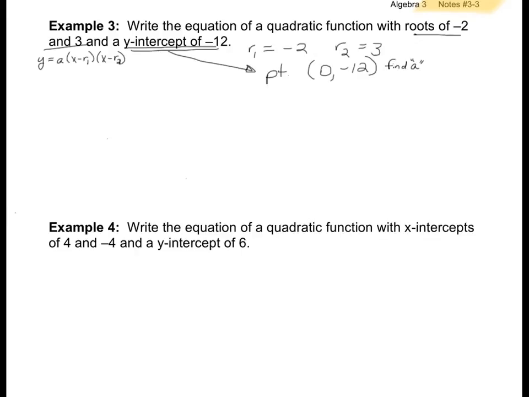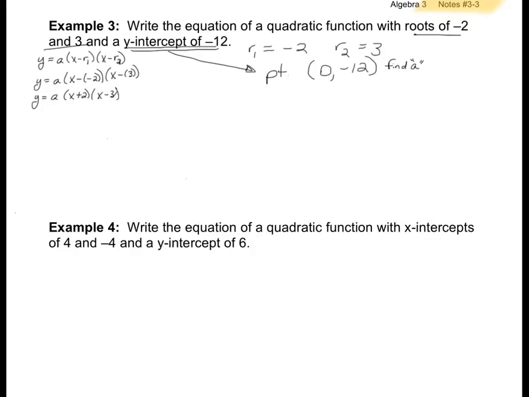Alright, so we're going to go through here, and first we take our root 1 and root 2 and put it in this basic formula. So we have y equals a times x minus, now we said our root 1 was negative 2, so it's minus negative 2. And x minus, and root 2 was 3. Now if you notice with your negative root, what that does is make it a positive. So our factors look like they change signs from our roots. So we have a times x plus 2 times x minus 3.